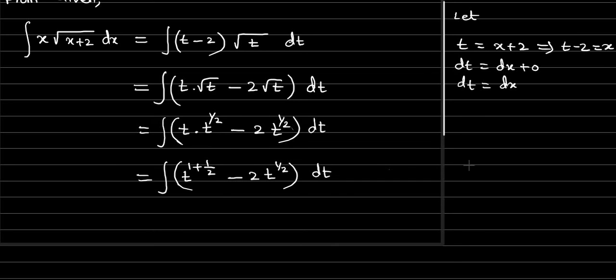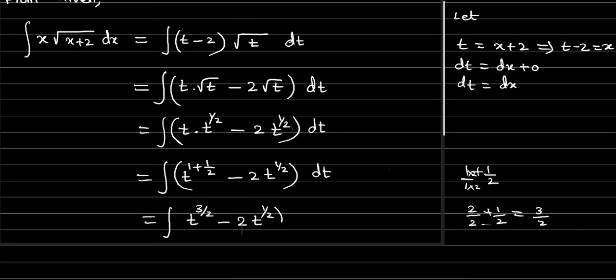It's a fraction, right? Fraction addition, 1 plus 1 by 2. What is the denominator of 1 here? 1 only, but the LCM is 2. So we have to make a common denominator, then only addition is possible. Which number do we need to multiply to get 2? 2. So multiplying both numerator and denominator by 2, 1 becomes 2 by 2 plus 1 by 2. Now the denominator is the same, so we can add the numerators. 2 plus 1 is 3, so 3 by 2. So now the integral of t power 3 by 2 minus 2 t power 1 by 2 dt.